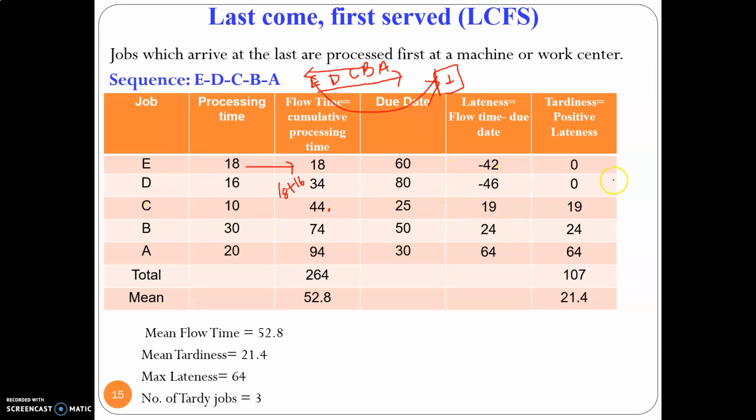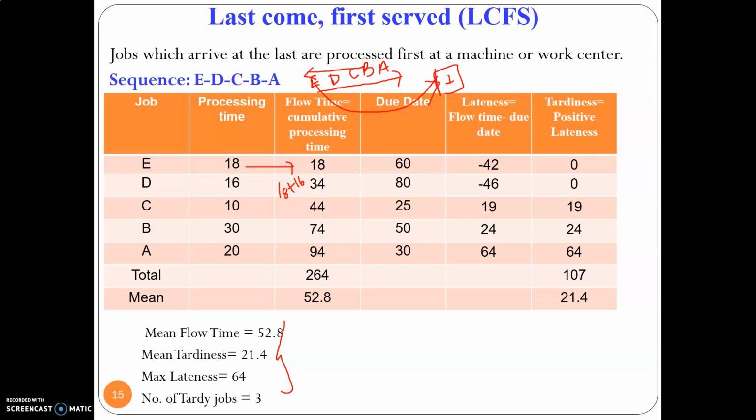Then I'm finding the lateness and tardiness and the corresponding mean flow time. Okay. So this is the last come first serve. So let me repeat again. In case of all these dispatch priority rules, only the sequence will vary. Okay, you have to find out the optimal sequence.